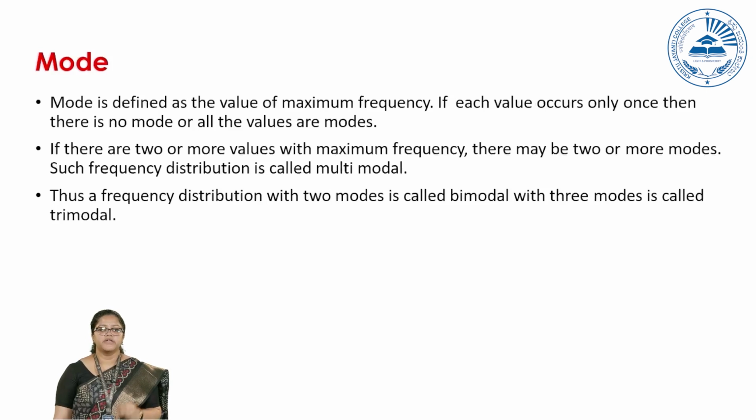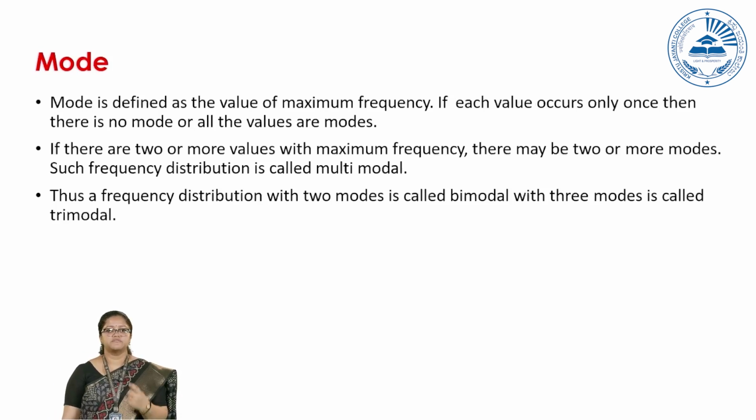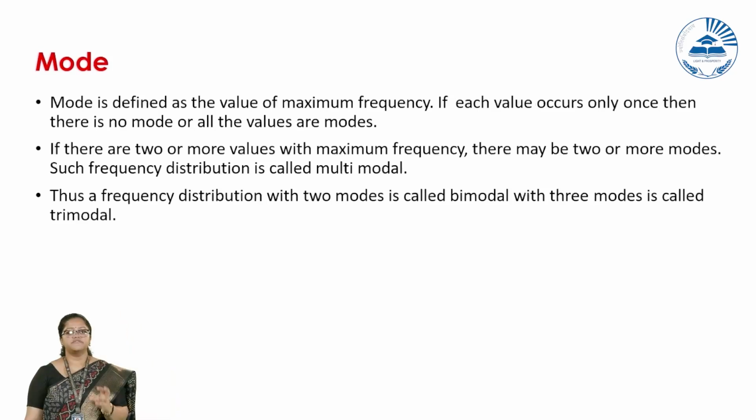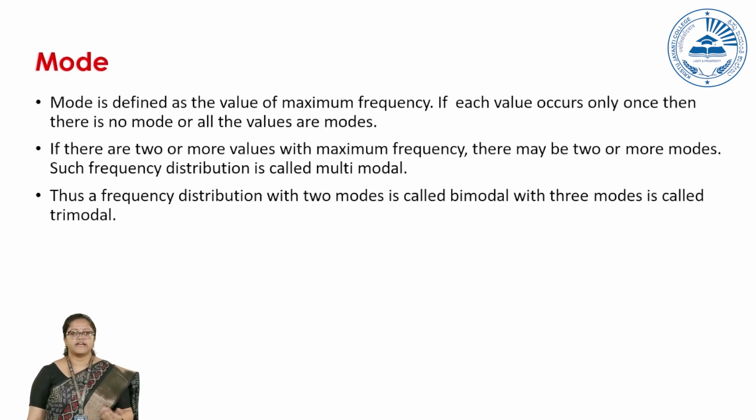For example, we have taken 8, 14, 16, 15, 15 and 16. So here 15 is repeating 2 times. So 15 is considered as the mode. If there are 2 or more values with maximum frequency, there may be 2 or more modes. Such a frequency distribution is called multimodal. A frequency distribution with 2 modes is called bimodal.